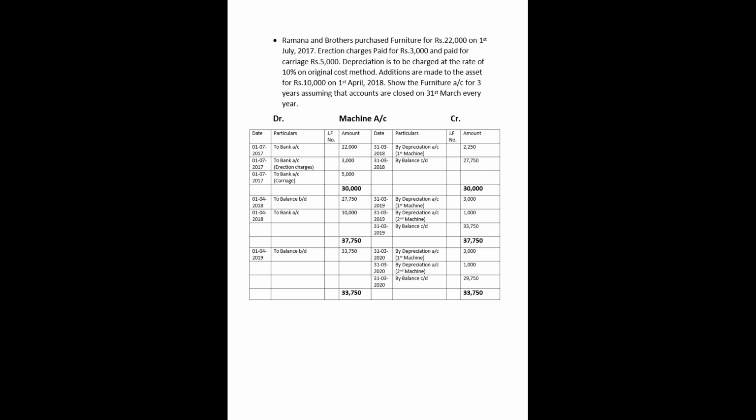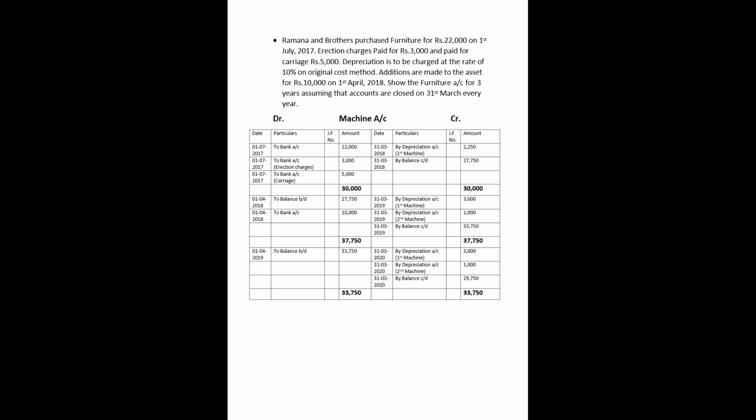Now we need to calculate the depreciation. Since it was mentioned that it was purchased on 1st July, that means from July to March it will be 9 months. So for 9 months we need to calculate the depreciation. That comes to a total of 2,250. Now balance both debit and credit, and the balance carried on amount should be mentioned on the credit side. That balance carried on should be shown as balance brought on the debit side in the next year.